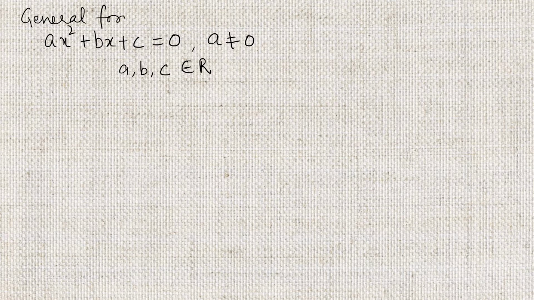The general form of the quadratic equation in the variable x is given by ax square plus bx plus c equal to 0, where a is not equal to 0 and a, b, c are real coefficients, or you can say real numbers. This is the general form of the quadratic equation in the variable x.